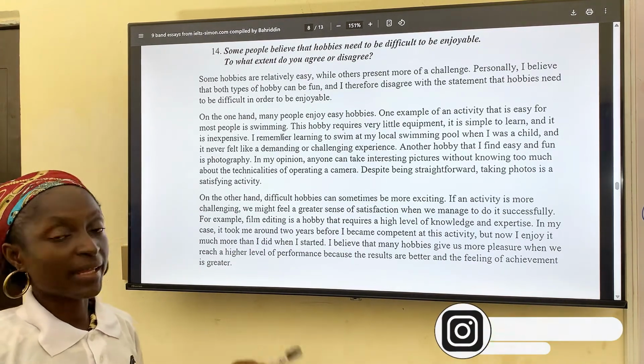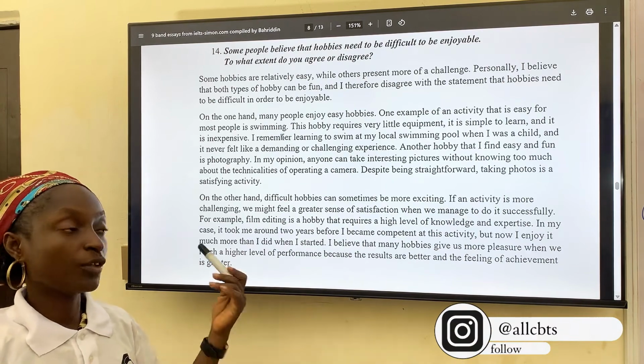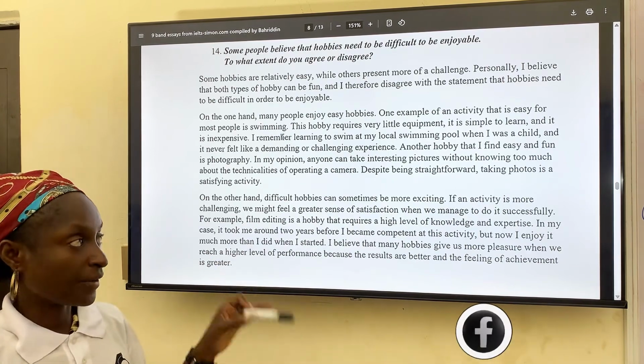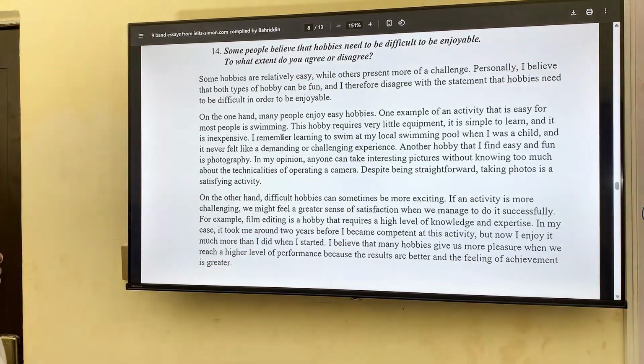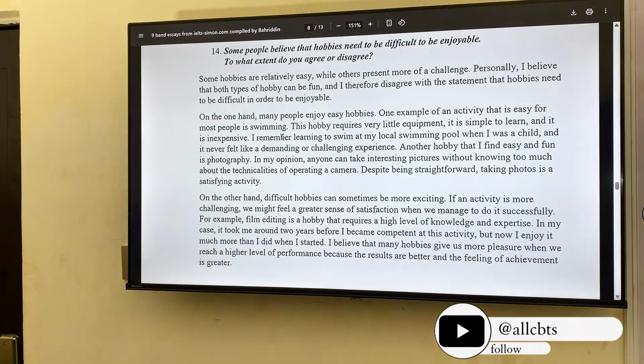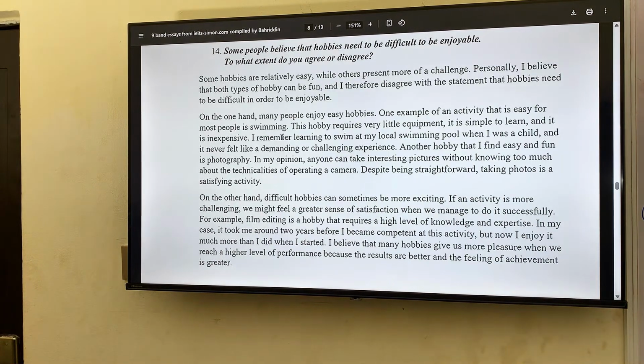If you are going for that, that means you disagree. If you go for the first one, that means you agree. So let's see this sample. We have the introduction first. Some hobbies are relatively easy, while others present more of a challenge. Personally, I believe that both types of hobby can be fun, and I therefore disagree with the statement that hobbies need to be difficult in order to be enjoyable.